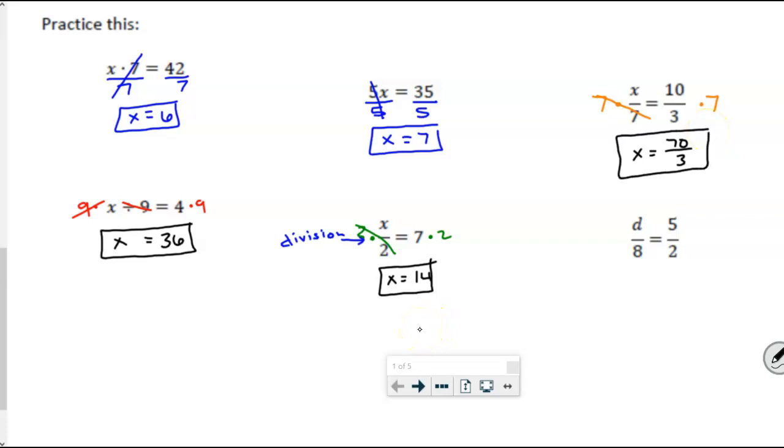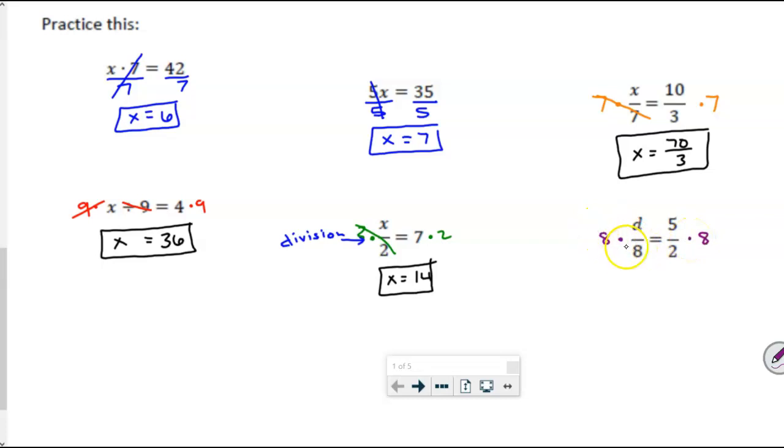Big, grown-up, junior high kids don't use mixed numbers anymore. We keep them improper fractions. And what about here? D is just divided by 8. So we don't need to freak out. We just know that we undo dividing by 8 by multiplying by 8, doing the same thing to the other side.